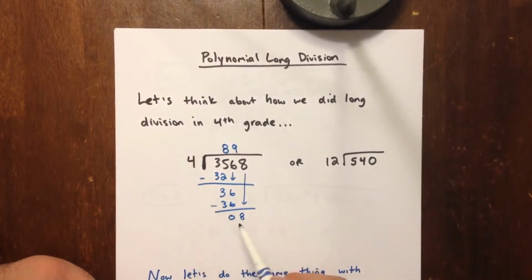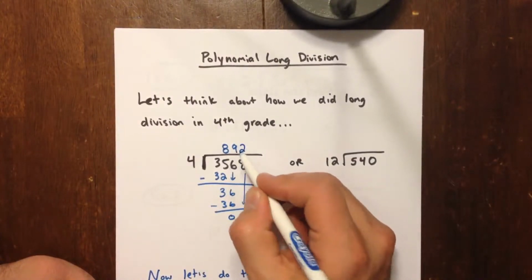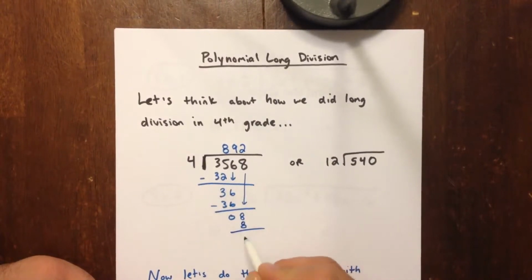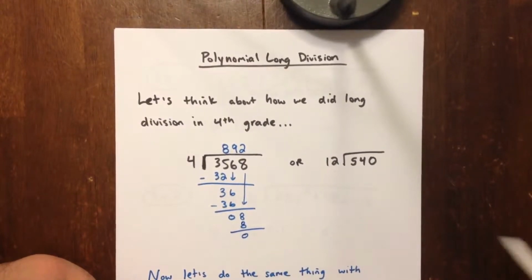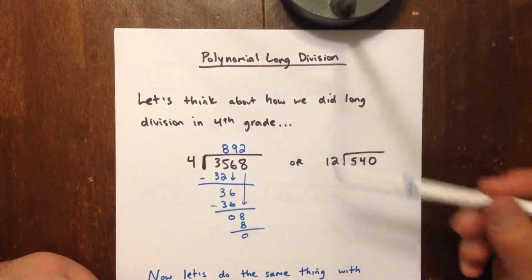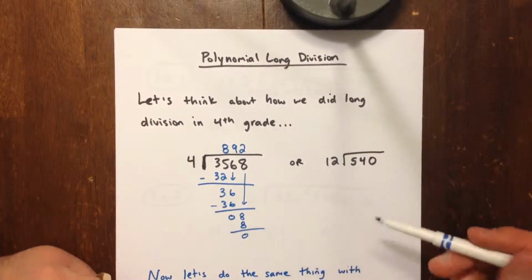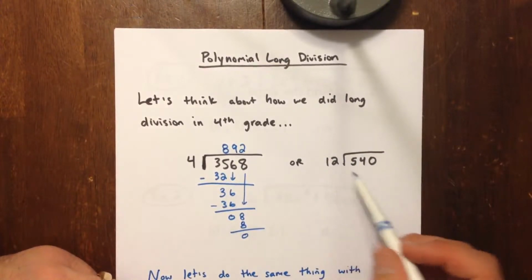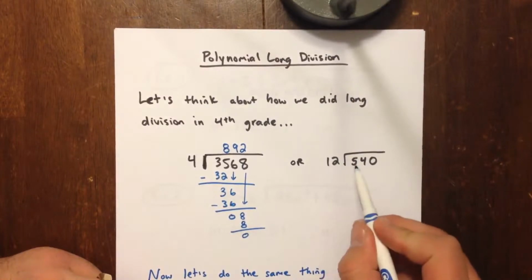And then 4 goes into 8 2 times. Then 2 times 4 is 8, and you get 0. So there's no remainder here. Remember doing remainders way back when. And there you go. Now here, this one, 12 doesn't go into 5, but it goes into 54.